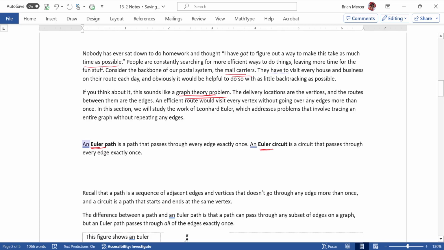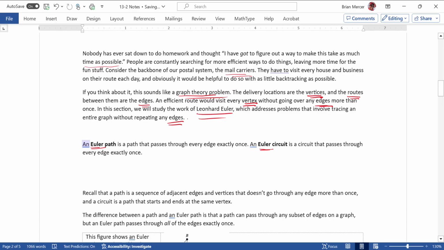So the delivery locations are the vertices, and the routes taken between them would be considered the edges. An efficient route would be to visit every vertex, that's to make all the stops, without going over any of the edges more than once. That way you're not backtracking down a road that you've already been on. This idea has been studied and named after Leonhard Euler, the correct way to say it being "Oiler," which addresses the problem that involves tracing an entire graph without repeating any edges. So that's really the key.